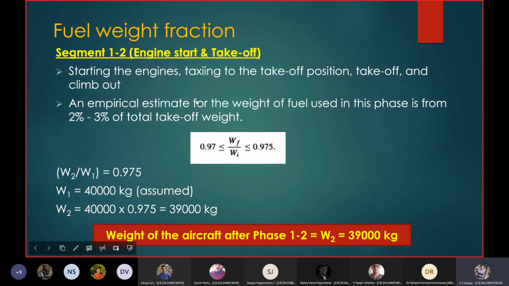So for engine start and takeoff, we have chosen the ratio to be 0.975, which is within this range. We have multiplied this with the initial weight. So the weight of the aircraft after this phase is 39,000 kg.